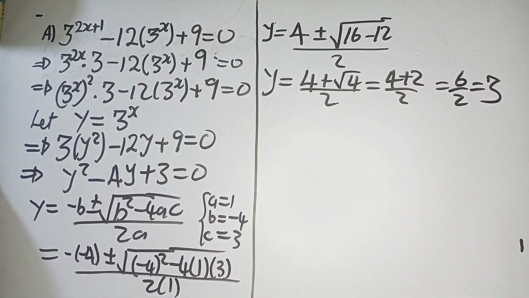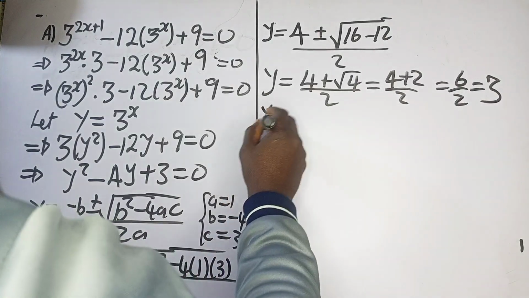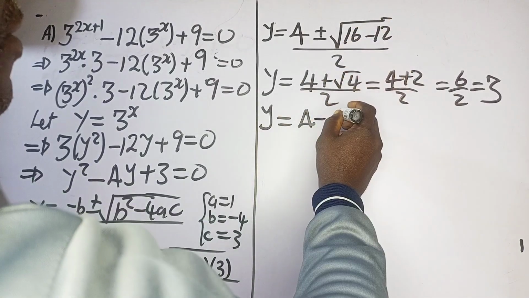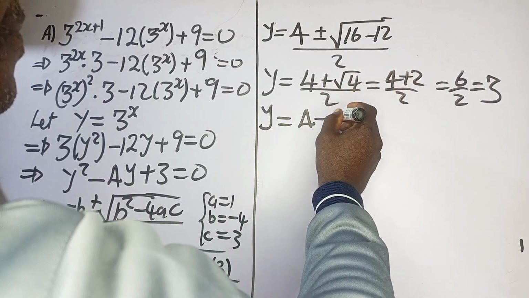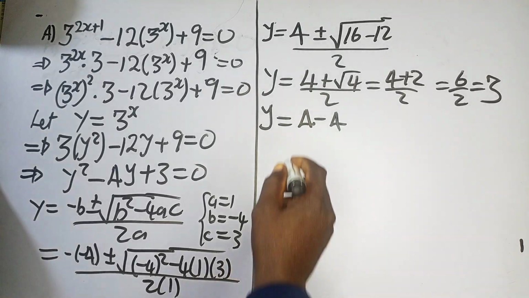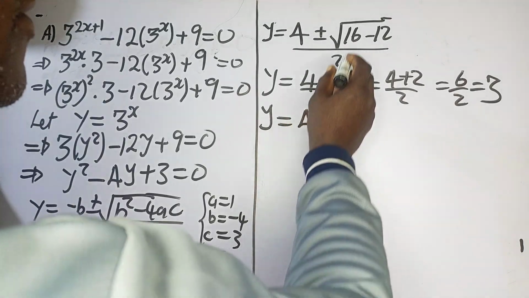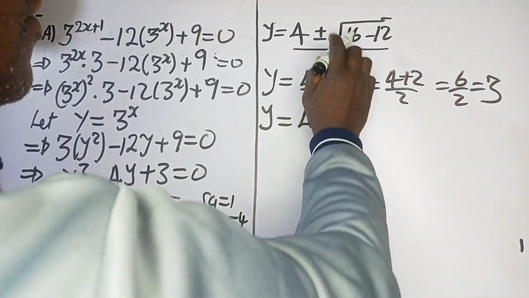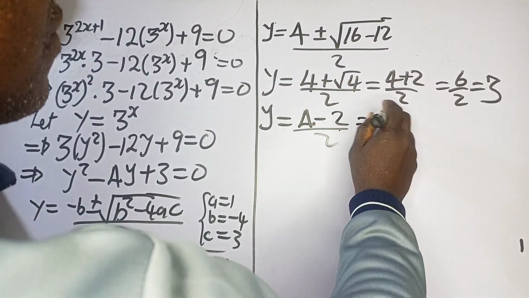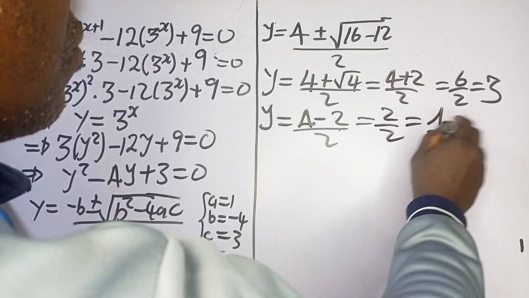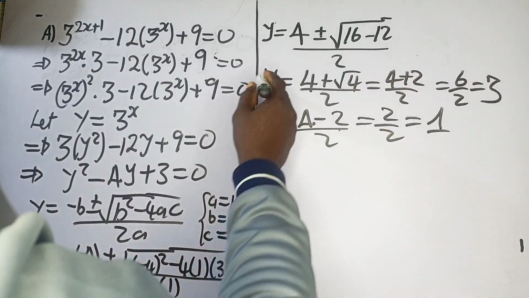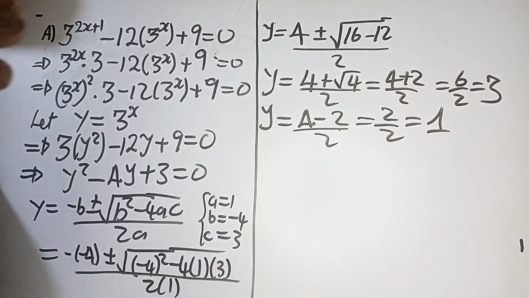So our first possible value of y is 3, or y equals to take the subtraction, 4 minus the square root of 4. Root 4 is 2. 4 minus 2 all over 2. This gives us 2 all over 2, which is 1. All right, so the two possible values of y are y equals 3 or y equals 1.